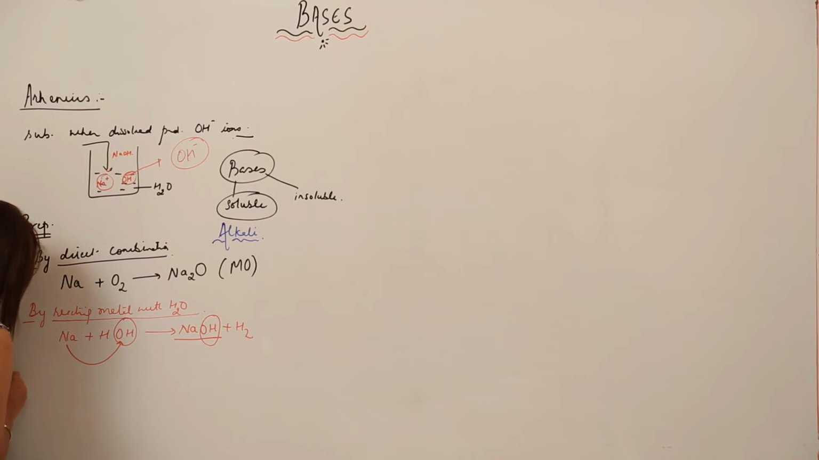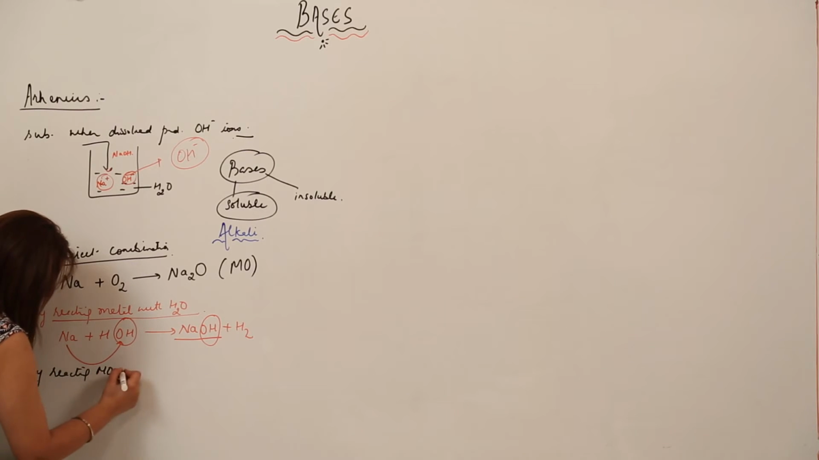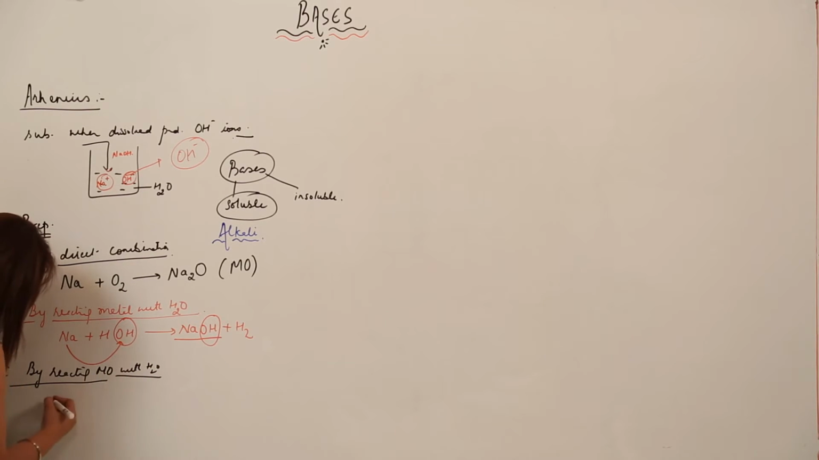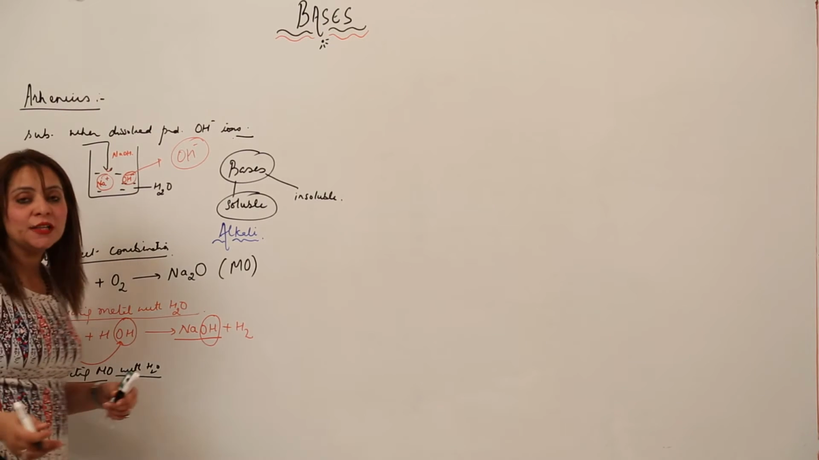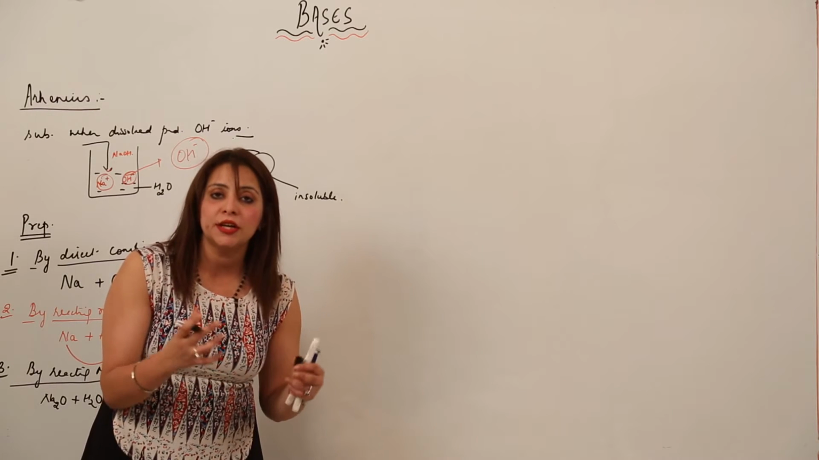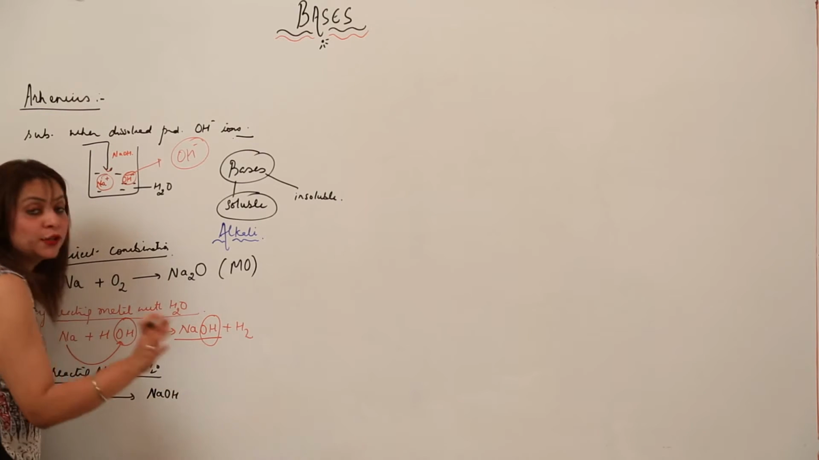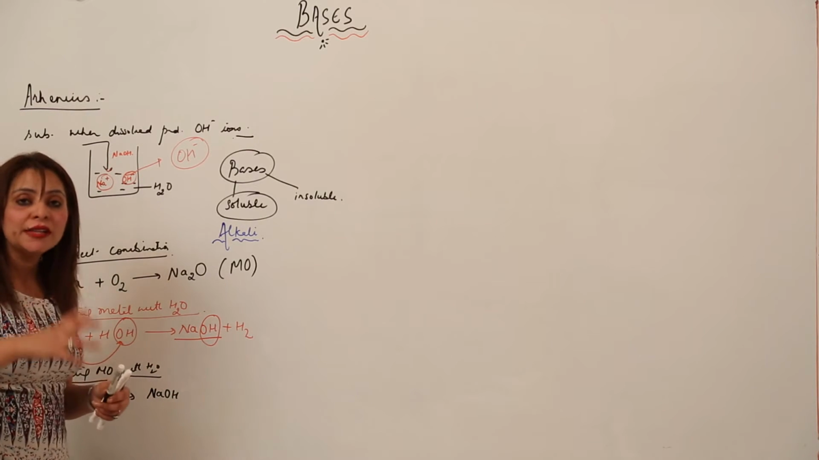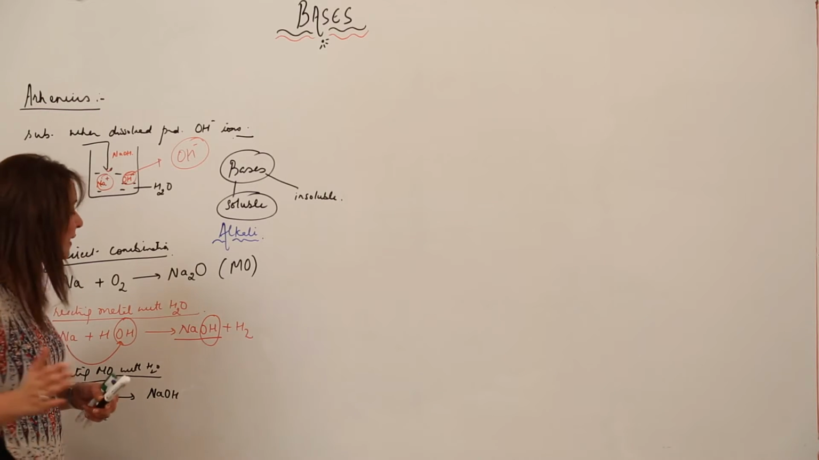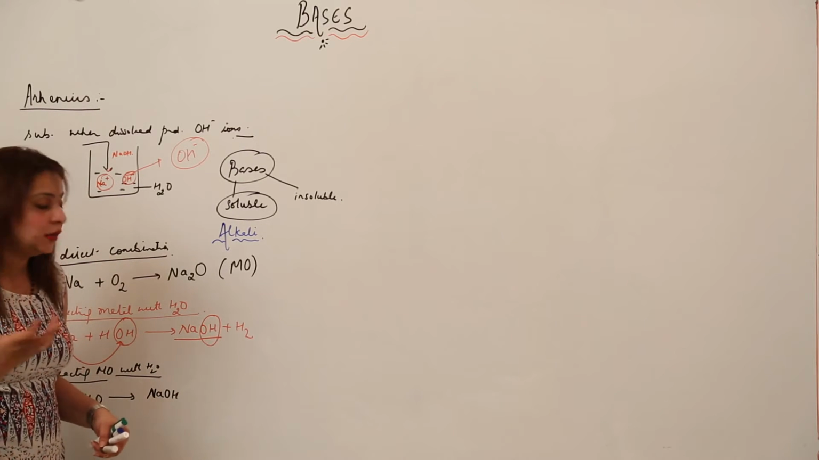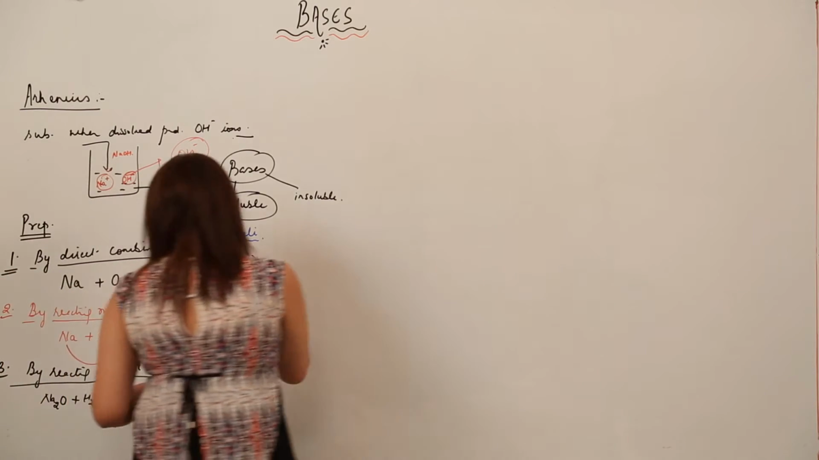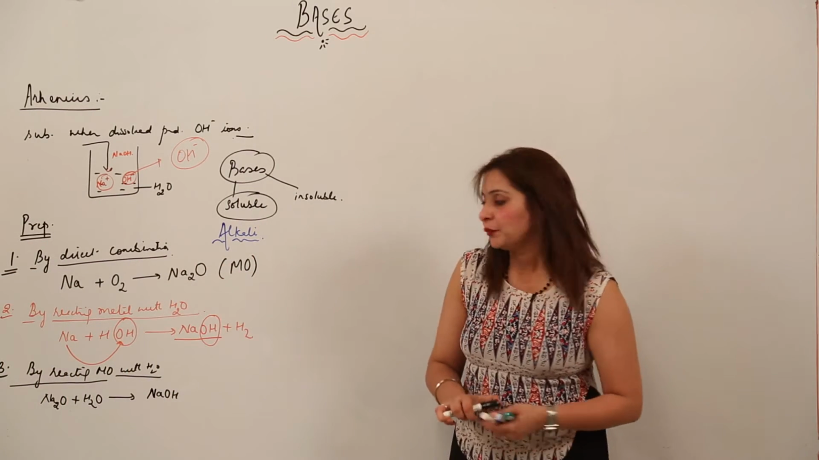Third, we can prepare it by reacting metal oxide with water. Suppose again I am taking sodium oxide and reacting it with water, and we know that any substance which reacts with water just crisscrosses with the hydroxide ion. So it leads to the formation of NaOH, but no H2 is evolved. Just keep in mind, when you are reacting oxide with water, you do not get any hydrogen gas, but when you react metal with water, you do get hydrogen gas. So this is how we can prepare the bases.